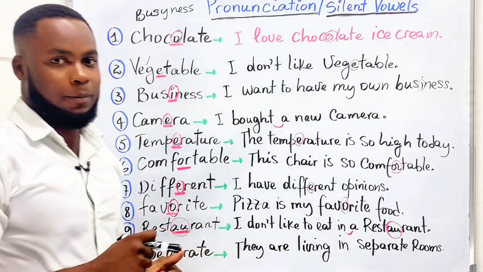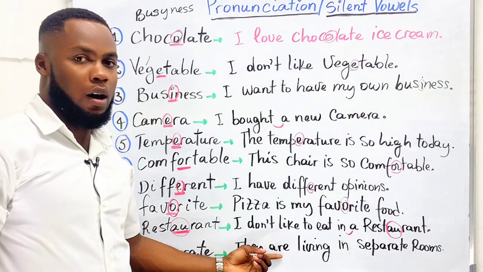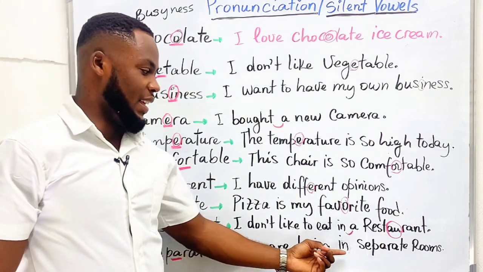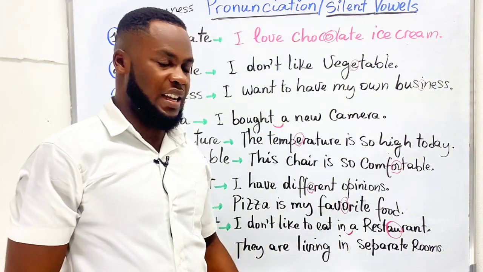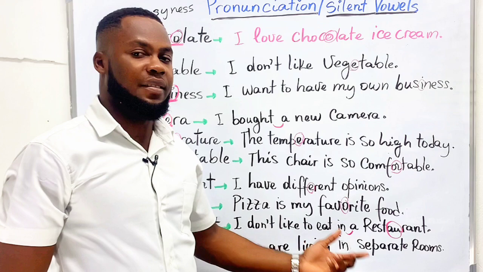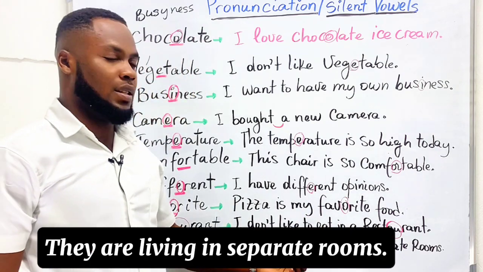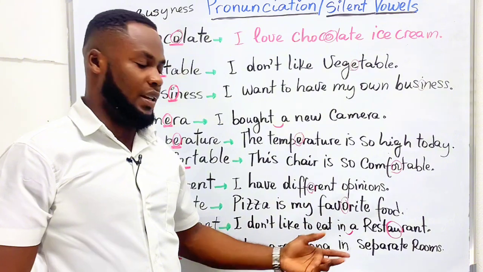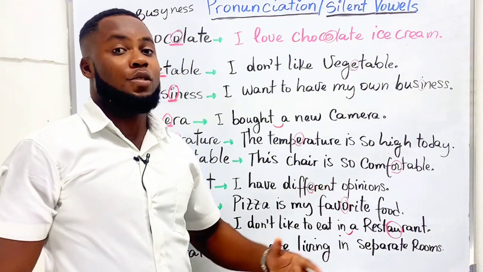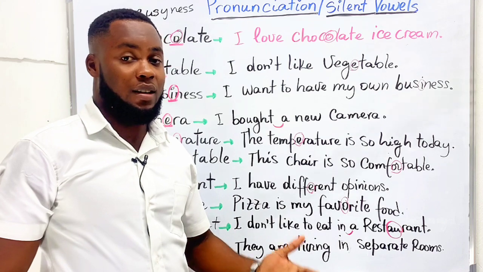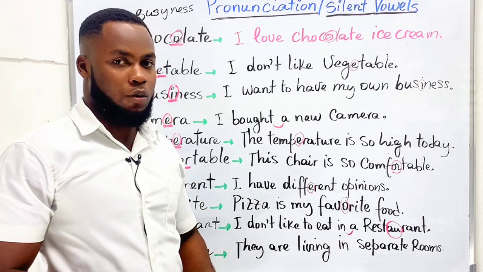All right. The last example is they are living in separate rooms. One more time. They are living in separate rooms. Ça veut dire ils habitent dans des chambres séparées. Ou bien ils vivent dans chambres séparées. Even though they are siblings, they are brothers and sisters, but they're living in separate rooms.